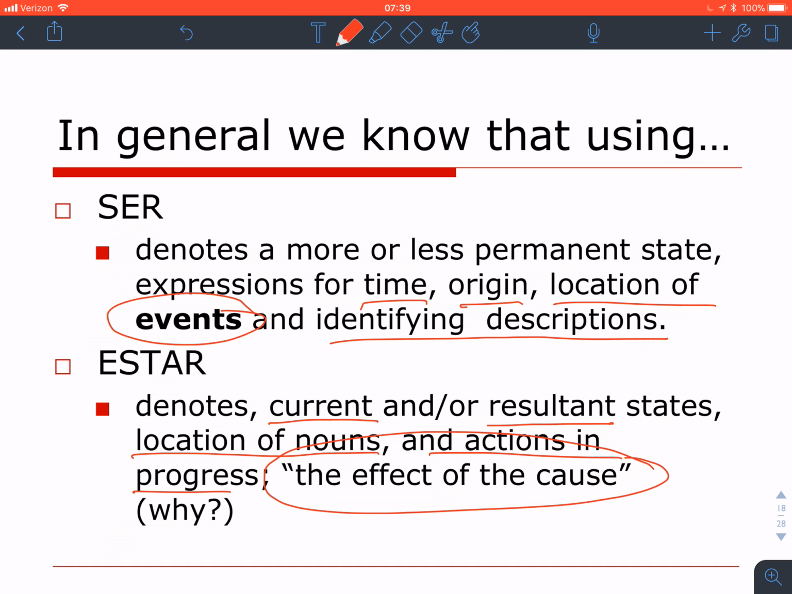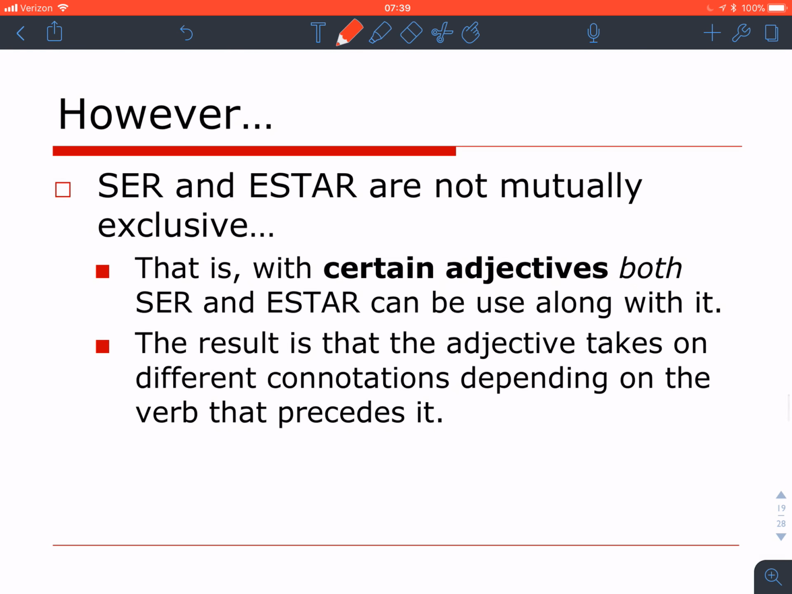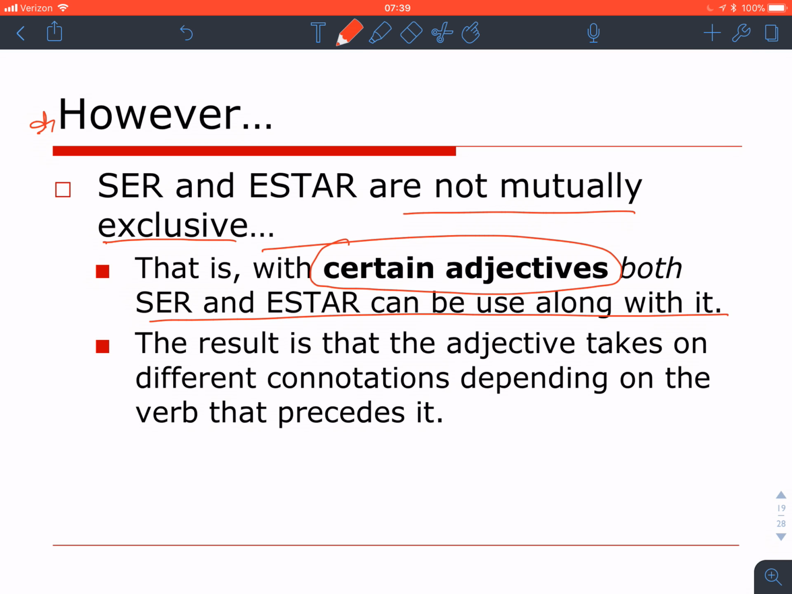One thing to always remember with estar is, for the most part, when you're describing things, you can ask why afterwards as a follow-up question. However, ser and estar are not mutually exclusive. That is, with certain adjectives, both ser and estar can be used along with it. The result is that the adjective takes on different connotations depending on the verb that precedes it.